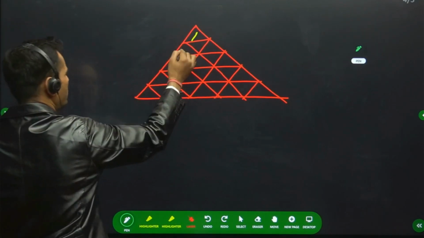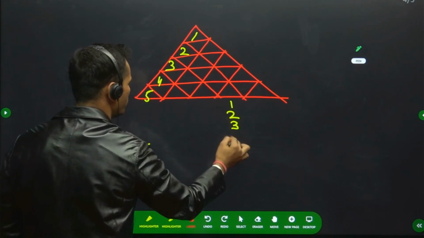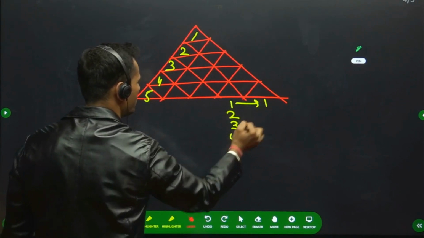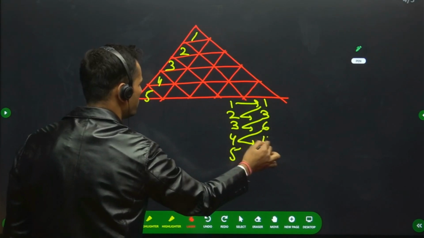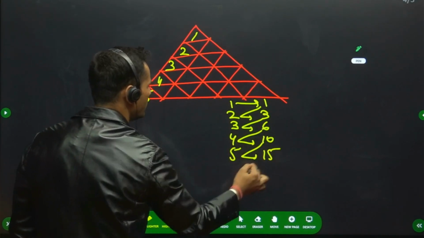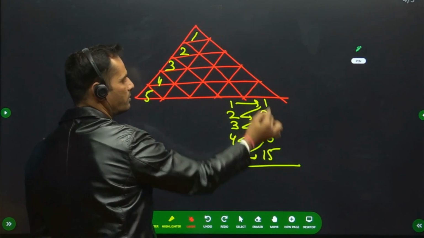What did he do? 1, 2, 3, 4, 5. You have to simply list it down. 1, 2, 3, 4, 5. Take cumulative score. 1, repeat. Add 2 to it, 3. 3 plus 3 will give you 6. 6 plus 4 will give you 10. 10 plus 5 will give you 15. Add them up. 15 plus 10, 25 plus 6, 31 plus 3, 34 plus 1, 35.